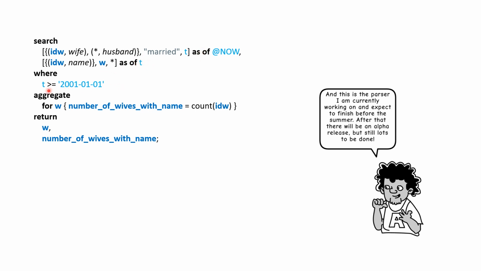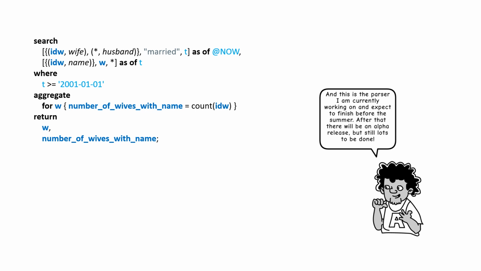I'm also restricting myself to saying that I'm only interested in the ones that were married after 2001. So just to give an example of a where condition, you can aggregate information. In this case, I will aggregate for these names, these values here. I'm creating a new alias, which is the count of wives that have this name, and I'm returning the name and the number of wives that have that name.